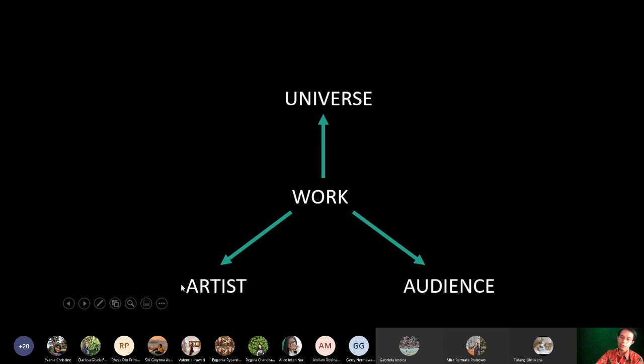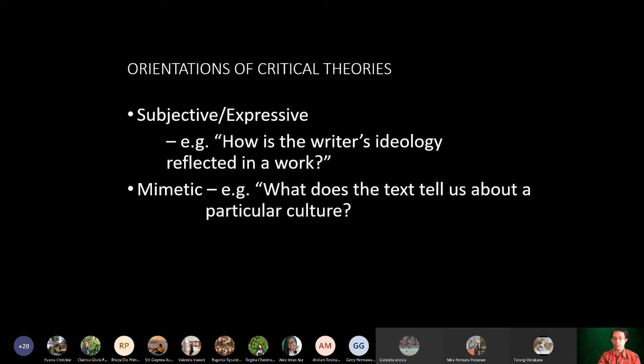And lastly, you can also talk about the work in relation to the artist, the writer. Here, you will make an attempt to understand how a work comes into being, what situation makes a writer write this, okay? You can talk here about the motivation of the writer, as I showed you earlier. Now, these are the critical theories that you can use, subjective or expressive, if you study the work in relation to the writer.